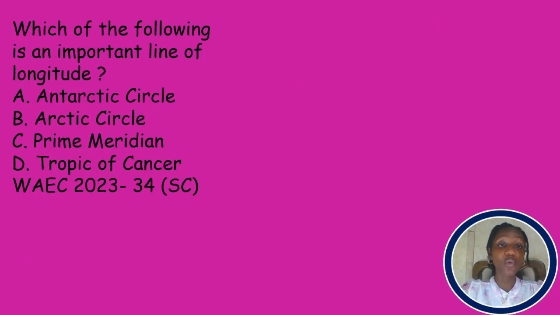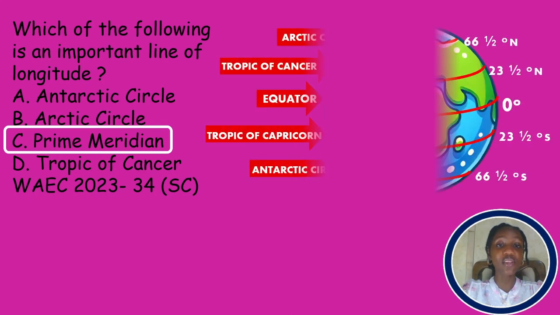Which of the following is an important line of longitude? You should be able to attempt this question yourselves. I'm assuming you guys chose option C. Now, the main reason why C was the clear answer is that all the other options are lines of latitude.